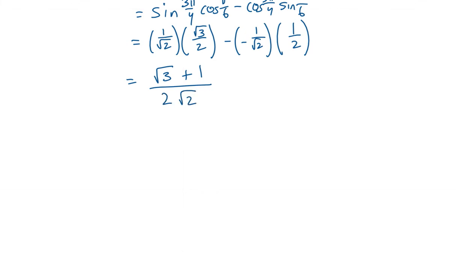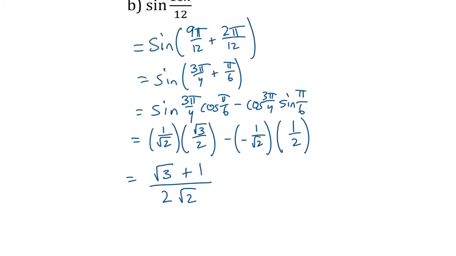Okay, and we're done. And so if you did it with 8 and 3, you may have ended up with 1 plus root 3 over 2 root 2. But, you know, like I said before, those are the same. So no matter what, you will end up with the same answer, even if it's in a slightly different order or looks a little bit different.